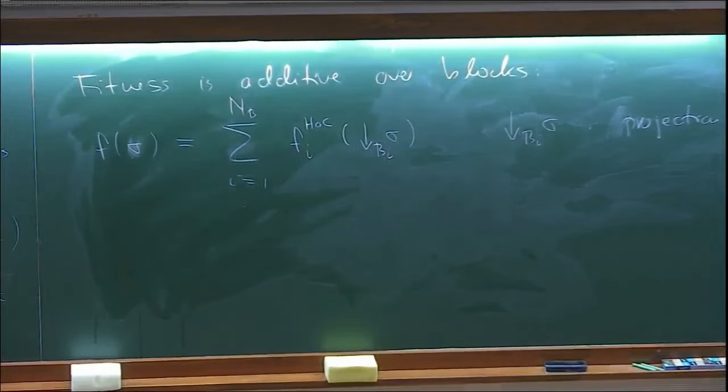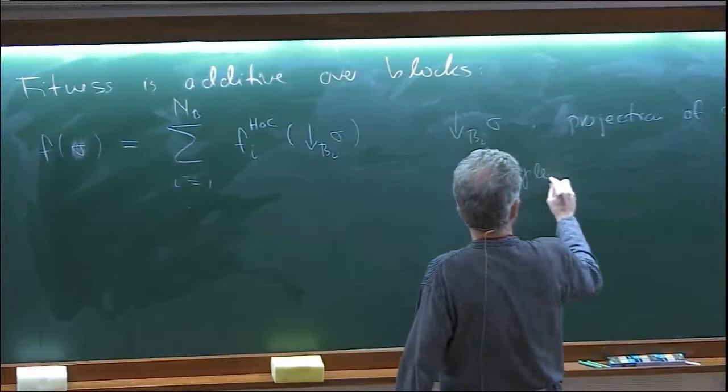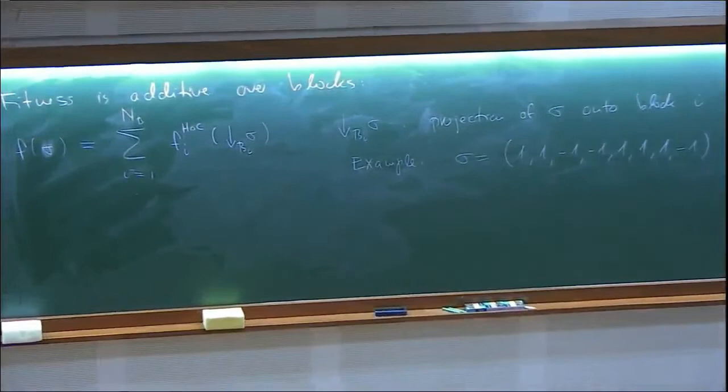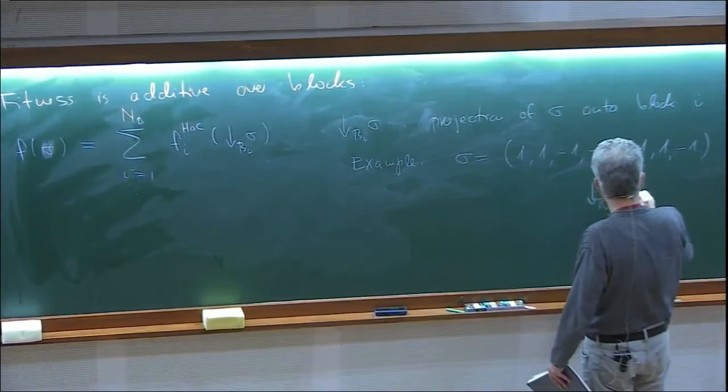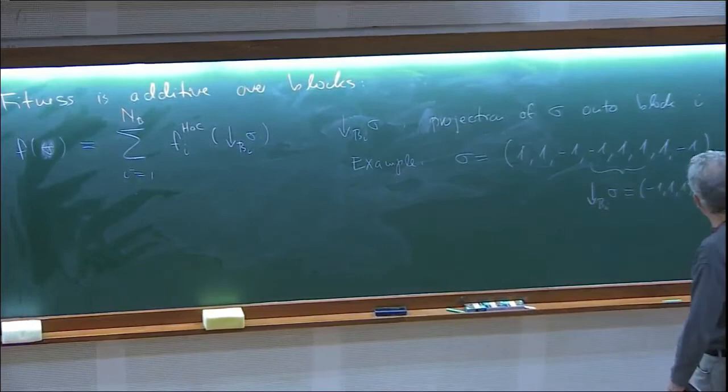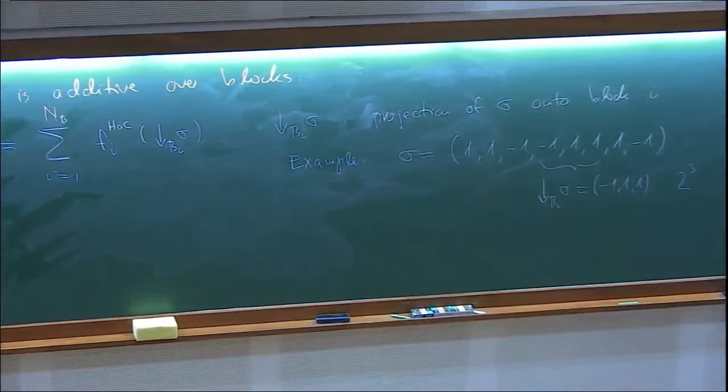So you simply pick, so if you have your sequence here, let me do an example. Okay, my sequence is some sequence of minus ones and ones. Right? And let's say this is a block. Right? This is my block. Then I just pick the values in that block, and I ignore everything else. Okay, so this would now be my projected sequence, which is just minus 1, 1, 1. Okay? I just take the loci in the block and take their values. Now this is a block of size 3, so there are 2 to the 3 possible configurations of that block.